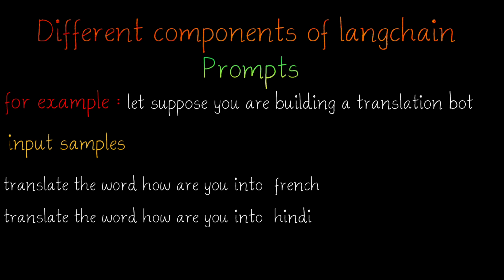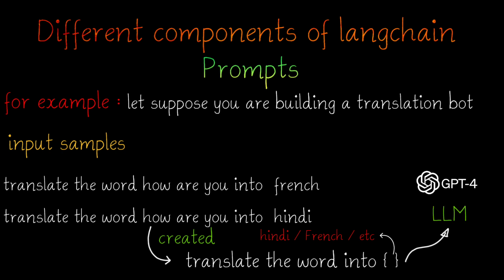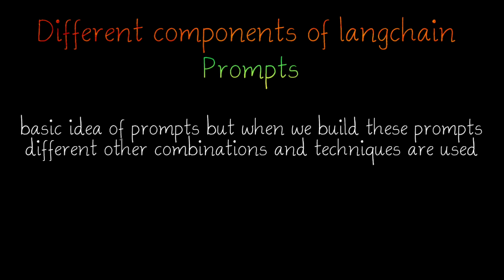So when the prompt is created, it will be like translate the words into curly brackets, which will tell the language name which needs to be translated, and then passed to the LLM model. This is just a basic idea of prompts, but when we build these prompts, different other combinations and techniques are used internally with the help of the Langchain prompt template.